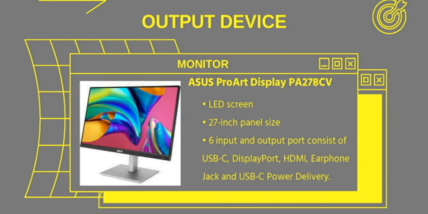The monitor is connected to the computer video card or motherboard through a cable. Access Pro Art Display is an LED screen and comes with a 27-inch panel size. Besides that, the monitor is designed with 6 input and output ports consisting of USB-C, DisplayPort, HDMI, earphone jack, and USB power delivery.